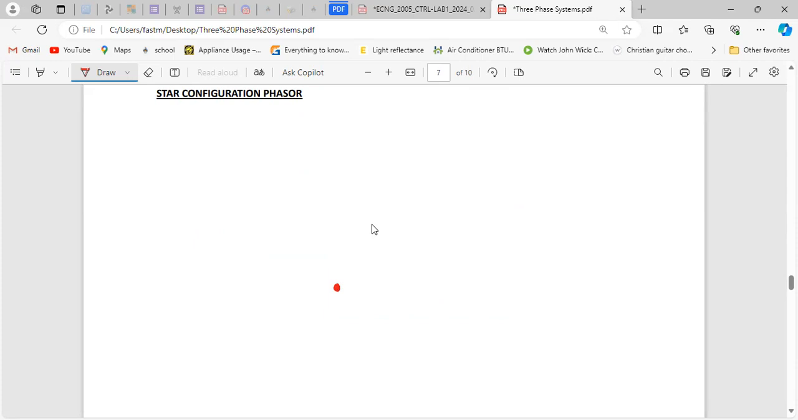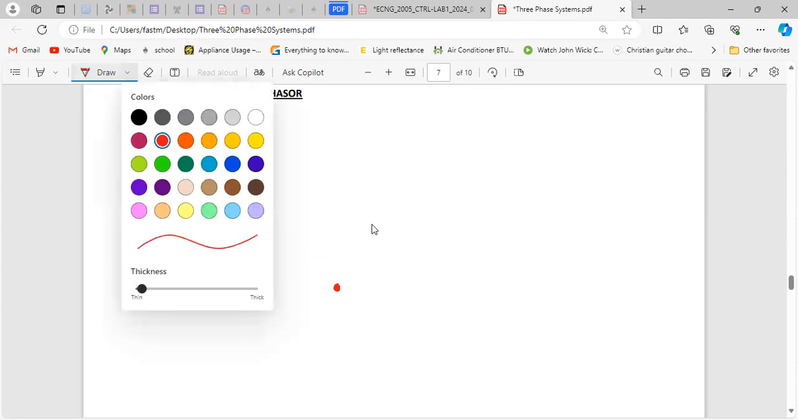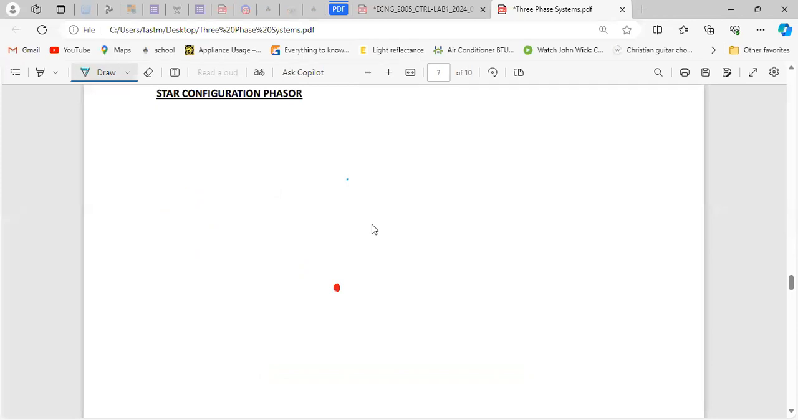In our phasor you have two things: your magnitudes, and your angles with respect to each other. The first thing I will draw, if you're drawing it with star, is the phase voltages. So let's choose VAN as the reference.